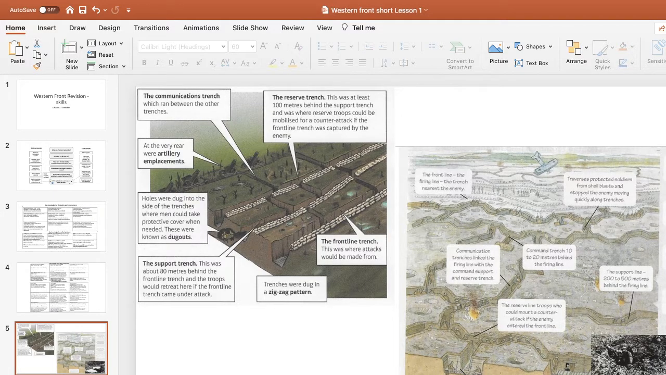If you went to Belgium last year, the person who was with you would have shown you those really, really big holes that were full of water. And that's exactly what it would have been like. That's where shells would have made these big holes, and that would have littered the entire trench system. You can imagine that's what's all over no man's land, along with barbed wire.